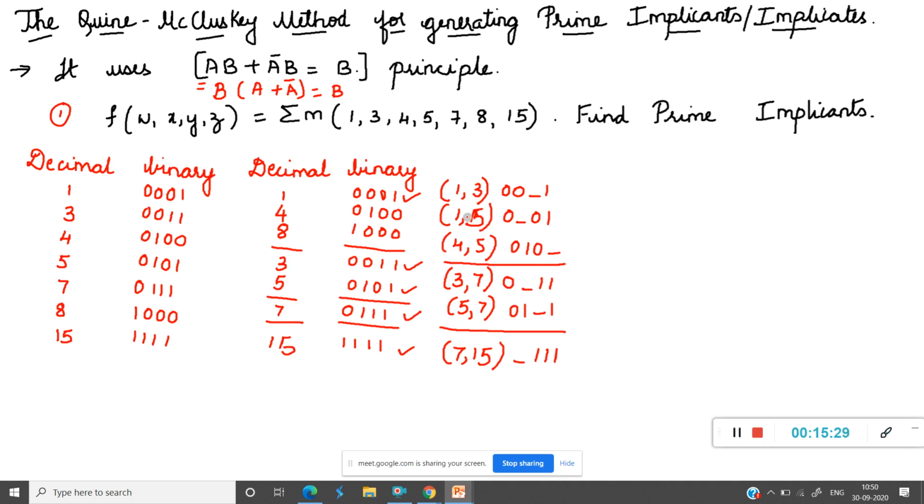Next, 8 is present. 8. No, 8 is not present. Don't put a tick mark. Okay. 8 is not present. So don't put a tick mark. Next, 4. Check 4. 4 is present here. No, here it is present. So put a tick mark here. Okay, students. So 8 is not present in this. So don't put a tick mark here in 8. Okay. So now this comparison is over.